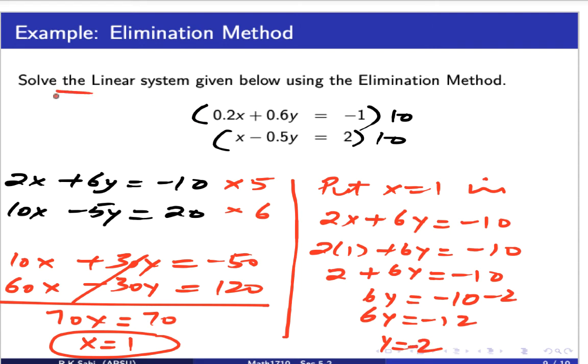So what's the solution to this linear system? x and y is an ordered pair. It is given by (1, negative 2).